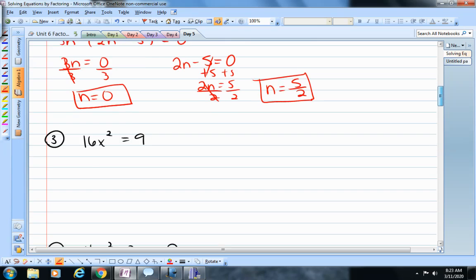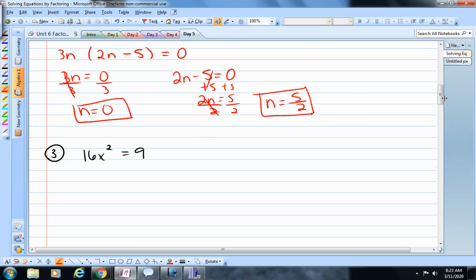Number 3. We're solving this equation by factoring. What do we need to do first? Yeah, we got to get it equal to 0 first. So we're going to subtract 9 everywhere. So that's going to be 16x squared minus 9 equals 0. The reason that equals 0 is because there's nothing left over here after we move the 9 over. All right.